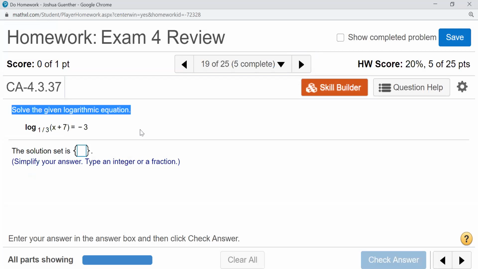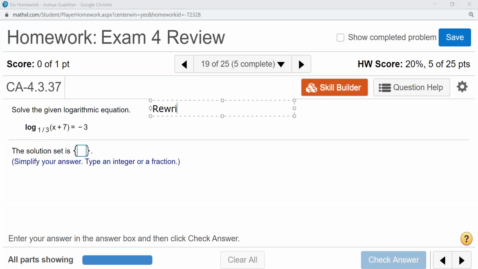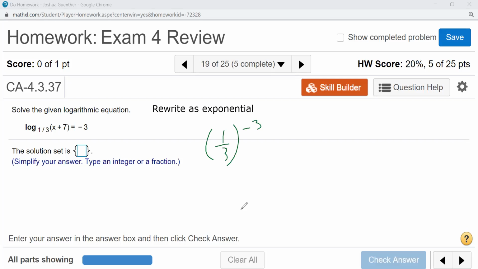This one here, solve the given logarithmic equation. There's always some kinds of tricks you can try. I'm going to try rewriting that as an exponential. So the base is 1/3, and that's going to be 1/3 raised to the -3 power is going to be x plus 7.